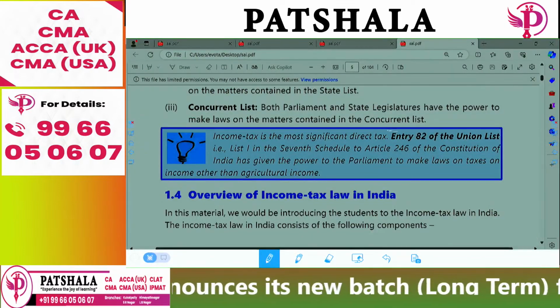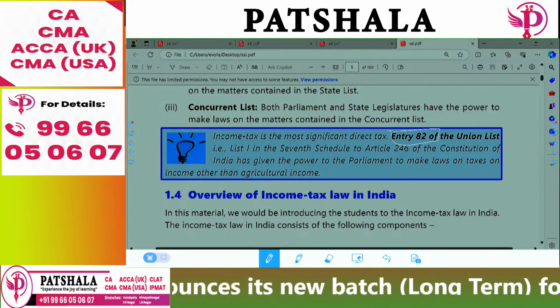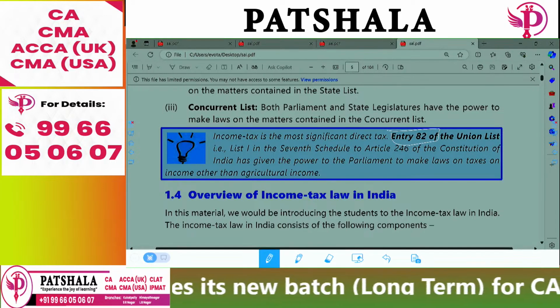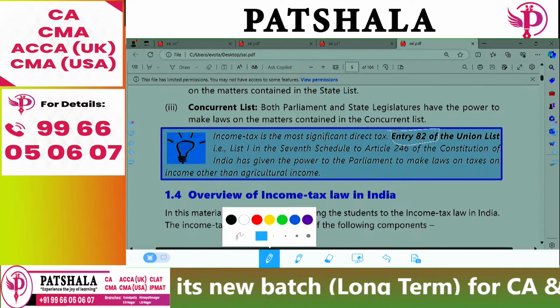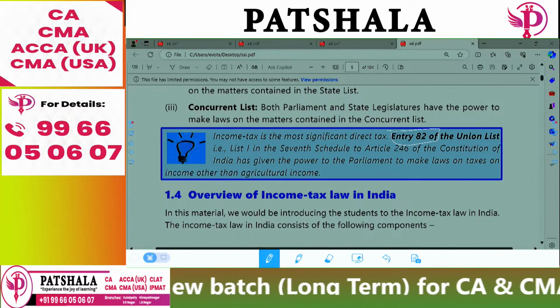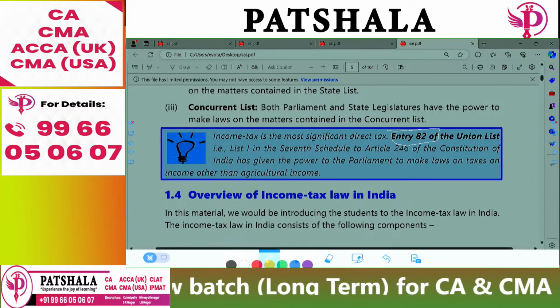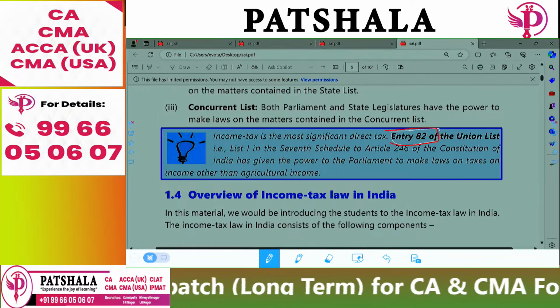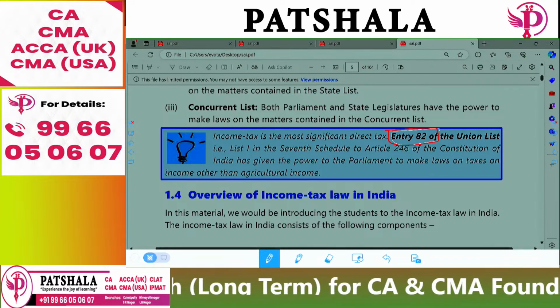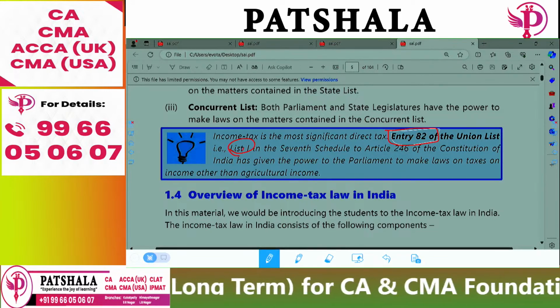The important parts that you have to remember is that entry number 82 of the Union List will help you. This is covered by List 1, and the central government will have the power.